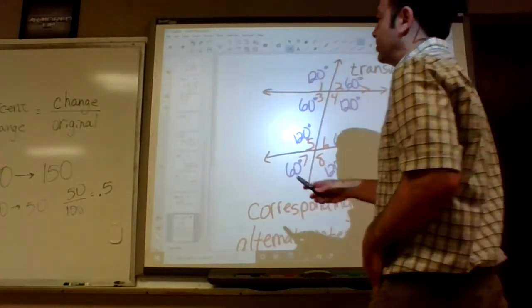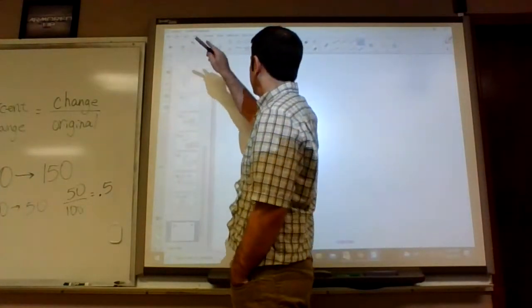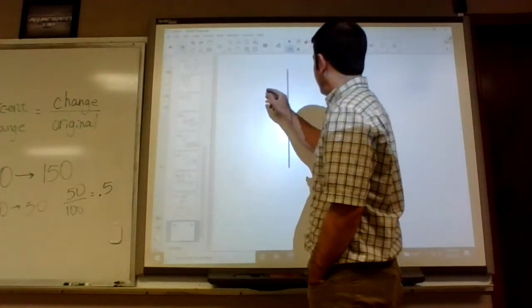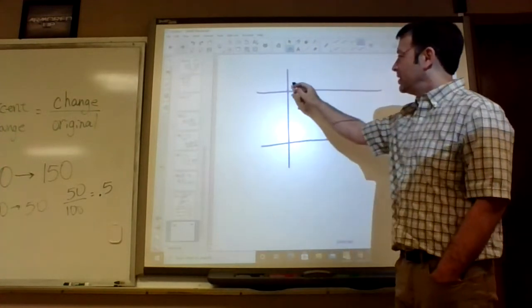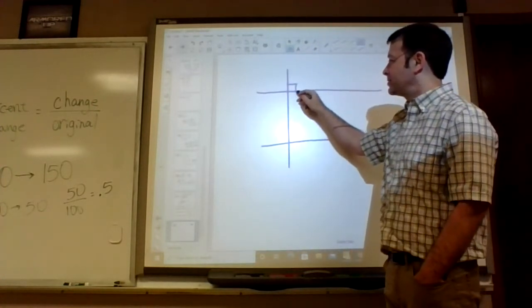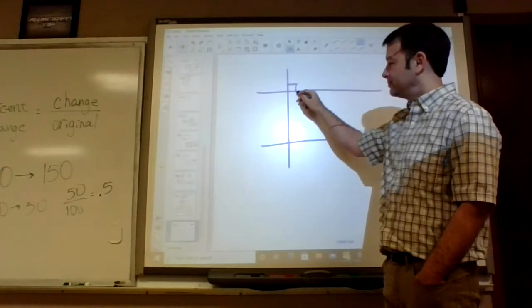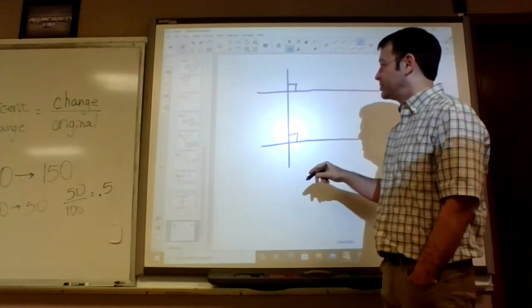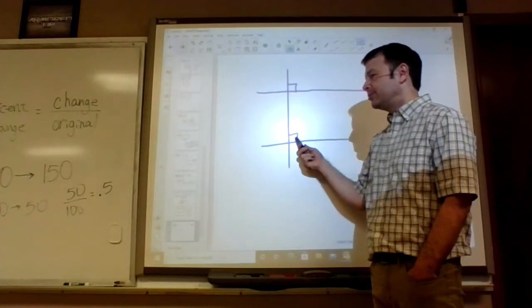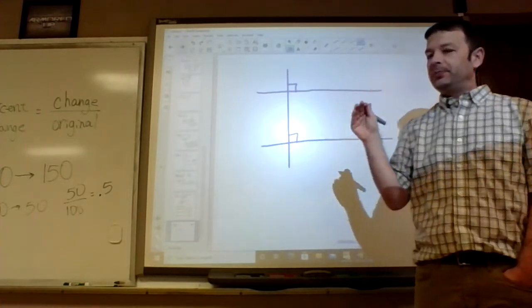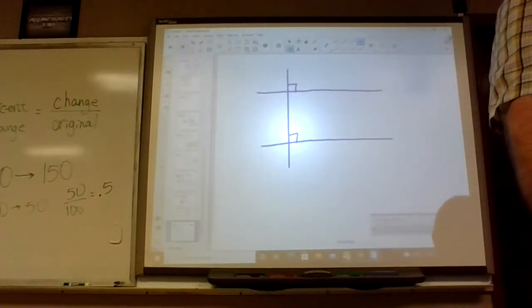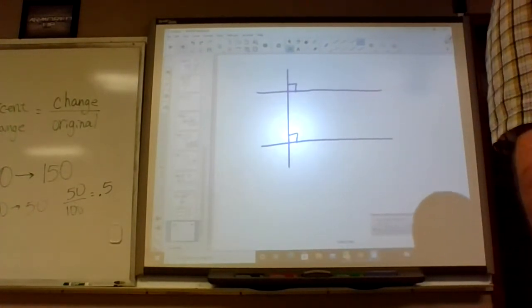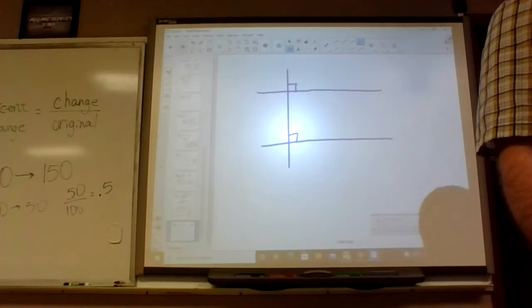Actually, there is one more that doesn't get pictured. If you have a transversal on two parallel lines and it's perpendicular to the first line, then guess what? It's got to be perpendicular to this one as well. Because if this is 90, corresponding angle is 90. So wait, dang it. Never mind. If the transversal is perpendicular to the first line, the second parallel line is also perpendicular.